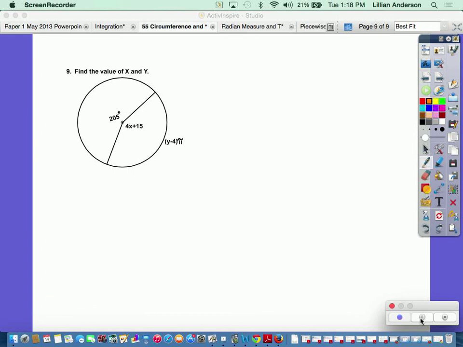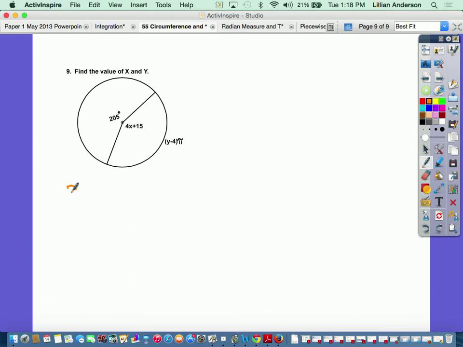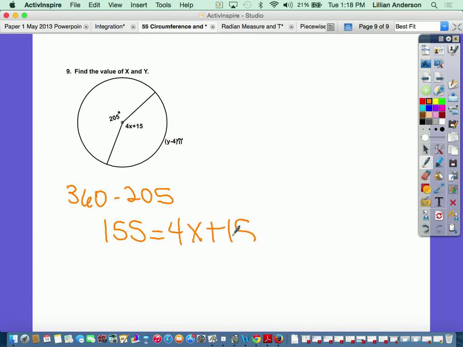Well, 360 minus 205 is what? 155. What does that equal? 4x plus 15. So you can find x very easily. If you subtract 15, you get 140. So x is 35.